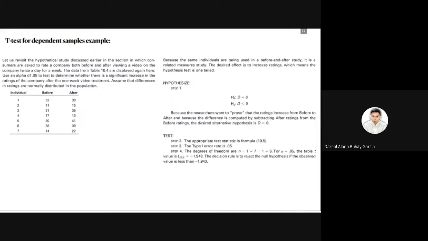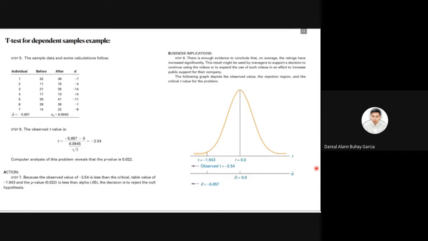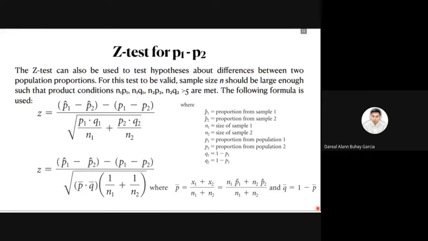So here's an example of a t-test for dependent samples. It still utilizes the same 8 steps as before, still utilizes the same t-table, but notice that we have the same sample size for the before and after. Of course, that should logically follow, right? So we could study this in detail in our own time. Next up is the z-test for differences of proportion.